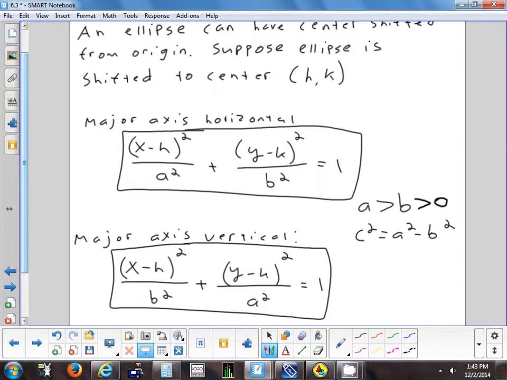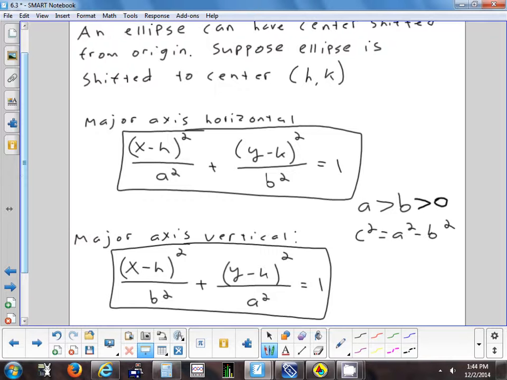So both of these formulas are on page 394. If you're going to put formulas on your cheat sheet, these are the 2 from today that you want to put on. Because these formulas can do everything we did before, and they can handle if you do a shift left, right, up, or down. That's the h and the k.